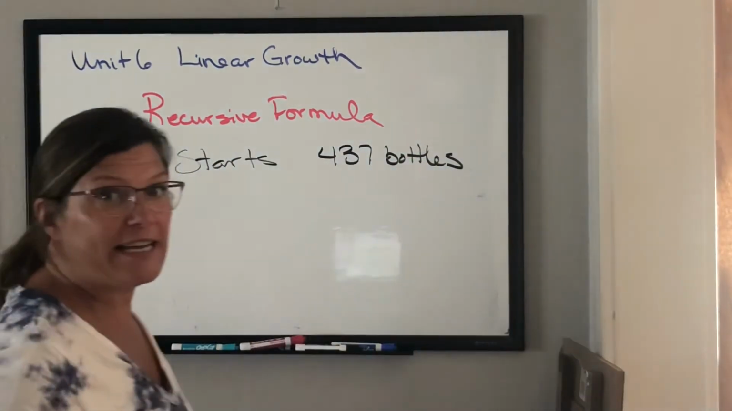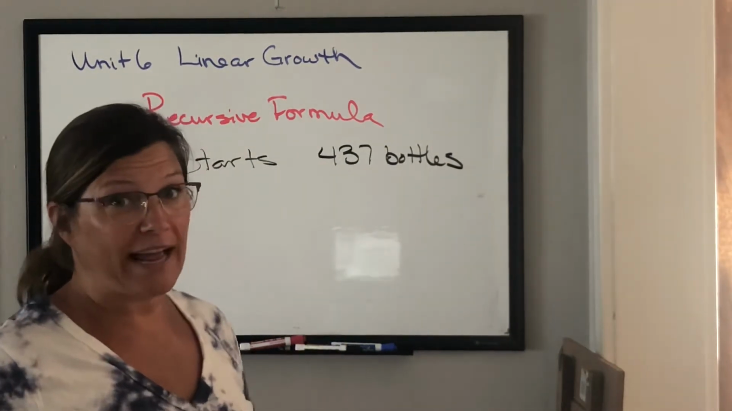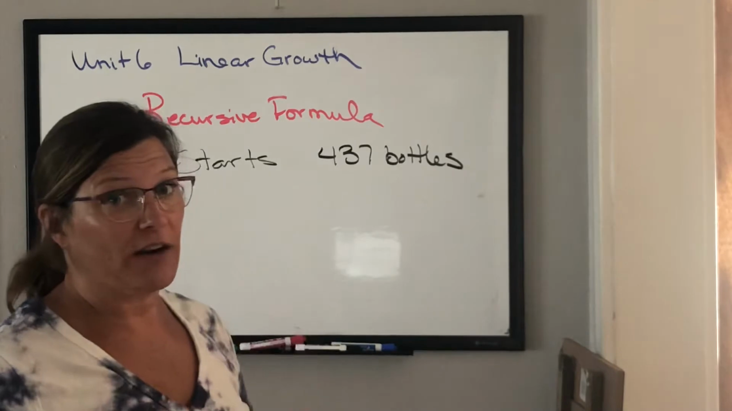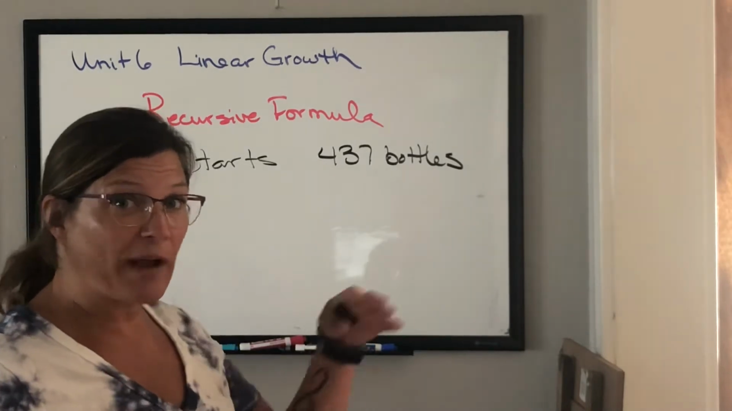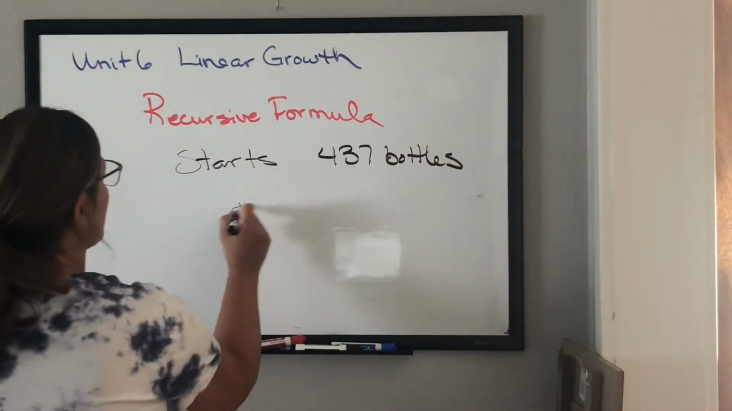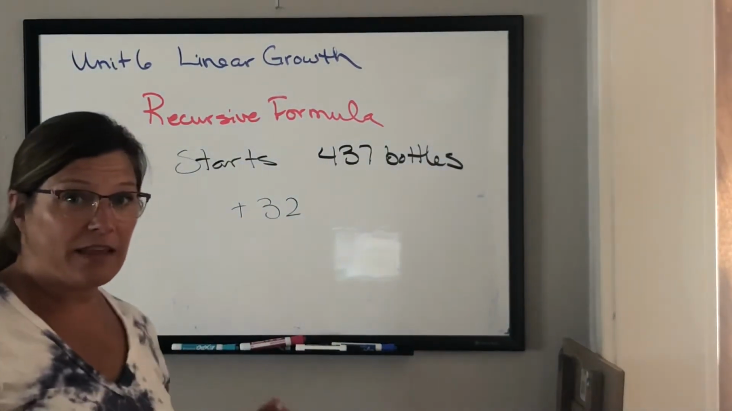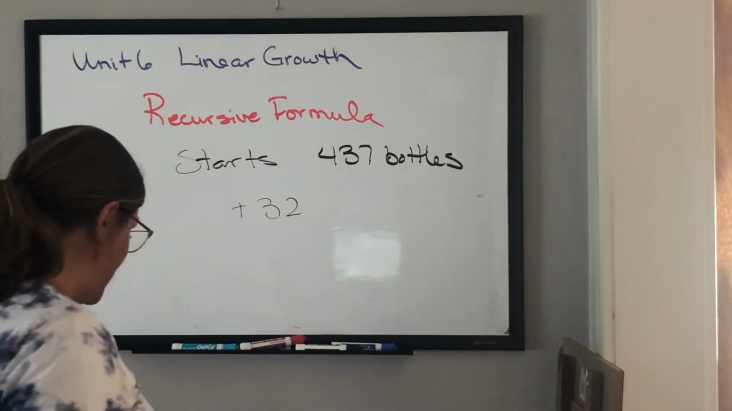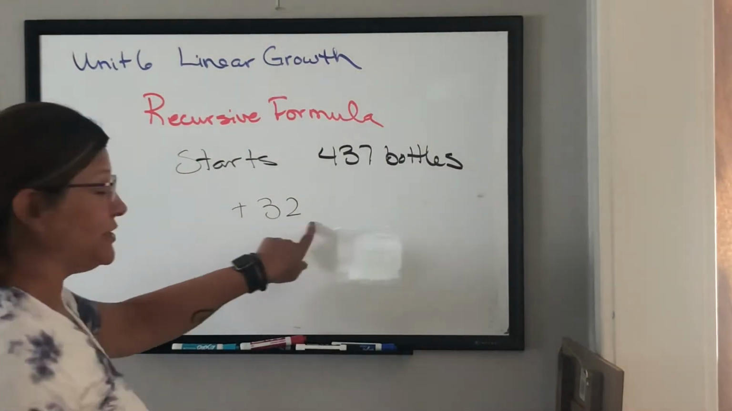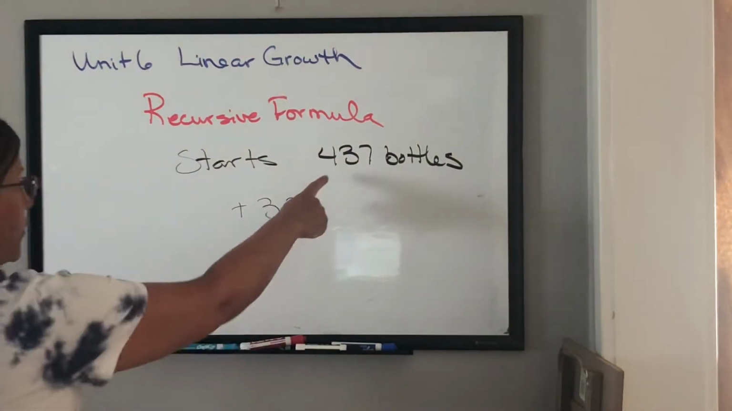And each year he adds to it. So if he adds to it each year, we know we're going to end up with a linear function as opposed to exponential because we're adding the same thing each time. So we're going to add 32 new bottles. So what happens in the recursive is we're going to each year add 32. Each year add 32. So he starts at 437.